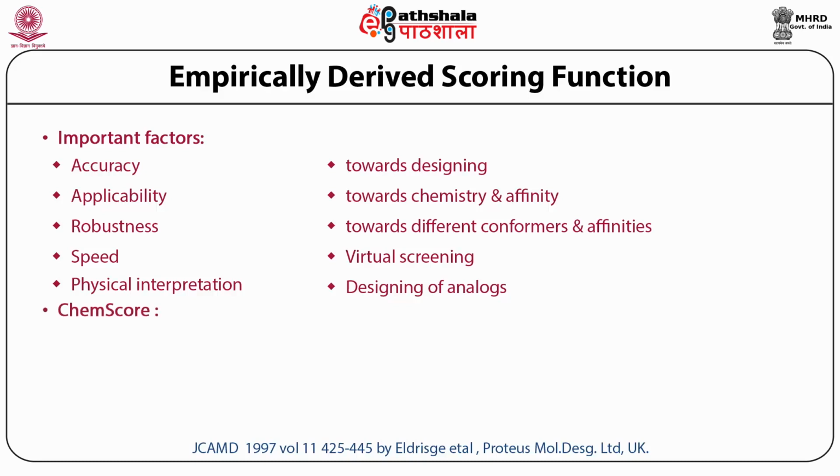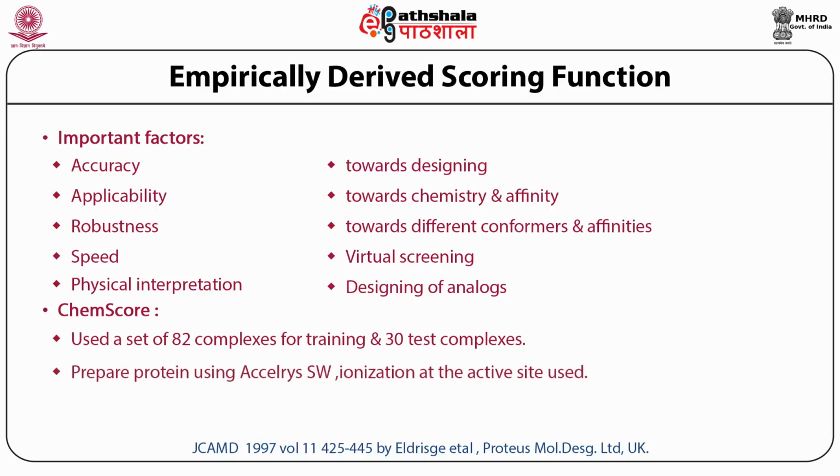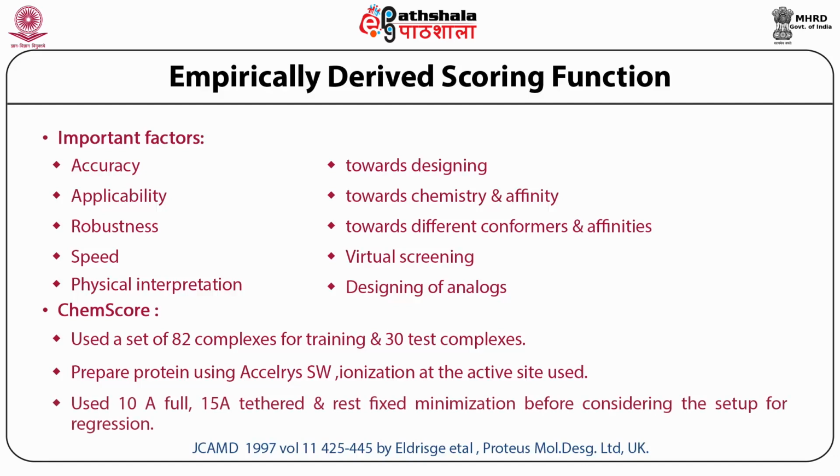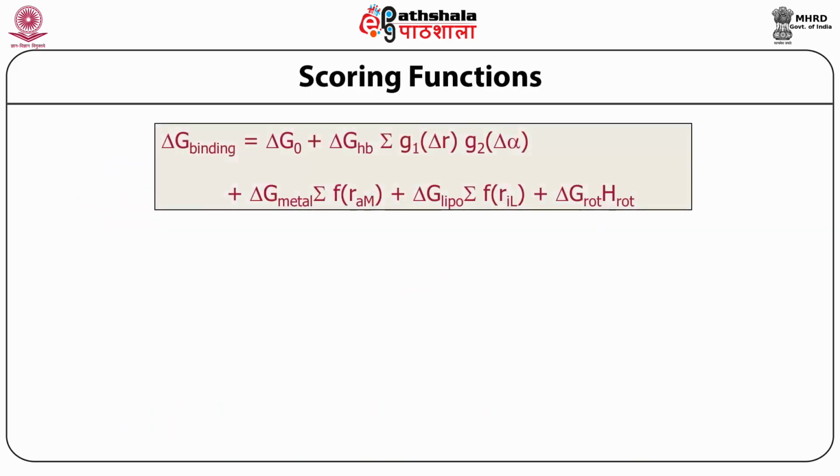ChemScore is one such function, designed using 82 complexes for the training set and 30 test complexes, using proteins from the Protein Data Bank, with auxiliary software used for ionization, active site preparation, everything done properly. It used 10 angstrom full interaction energy and a little bit of tether energy, etc., so that the whole regression is done and the interaction energy calculation is complete. Not only that, the equations set up have good regression ability. How we got the scoring function.